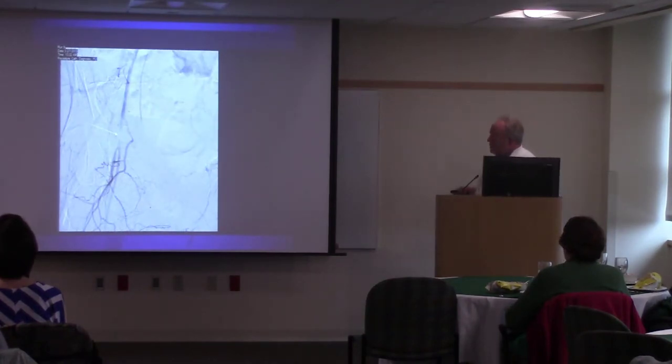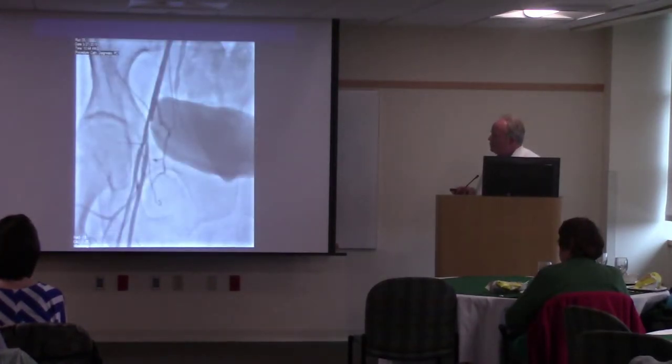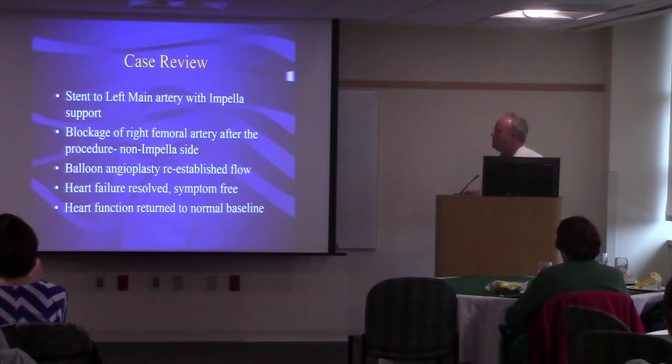During this procedure, she actually got a blockage in the femoral artery in her leg, but it was on the other side. We put the Impella on the left leg, this is her right leg. We were able to go in and balloon that open and reestablish flow to her femoral artery. Sort of a minor glitch from this procedure. But she did great with a stent in her left main with Impella support. Again, we had an angioplasty, her right femoral artery, but I talked to her on the phone just yesterday.